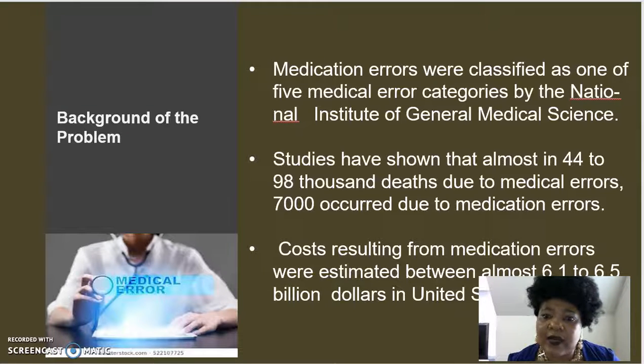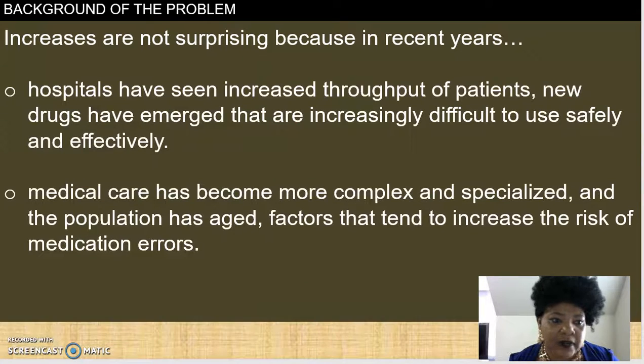Medication errors are classified as one of the errors in general medicine, and among them 44 to 98,000 were caused due to medical errors, and 77,000 of them occurred due to medication errors, and it resulted in 6.1 to 6.5 billion dollars spent by the American government. It also increases every year.